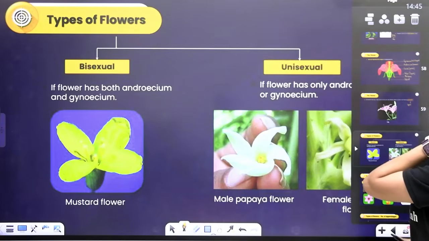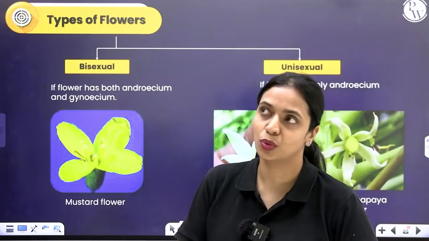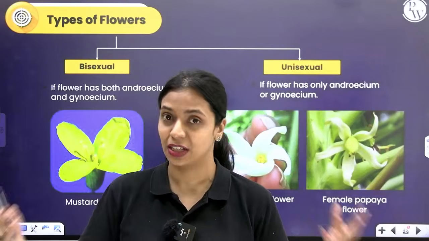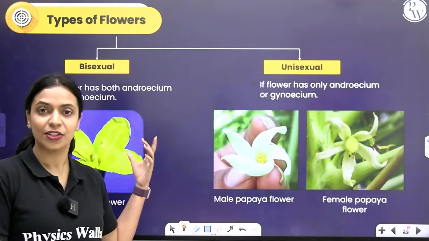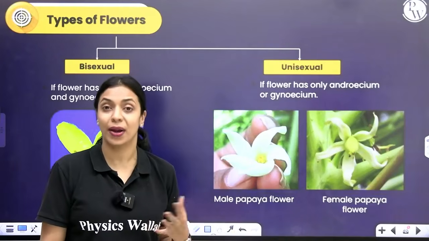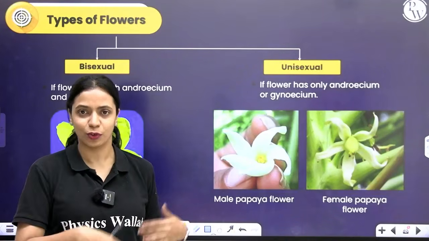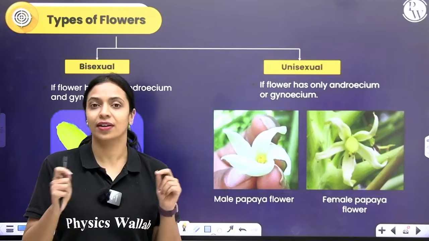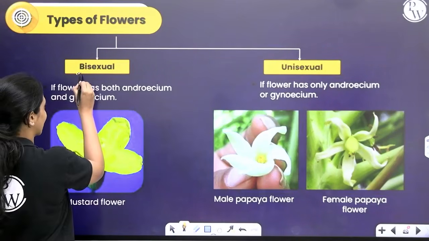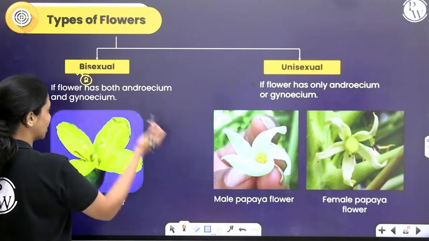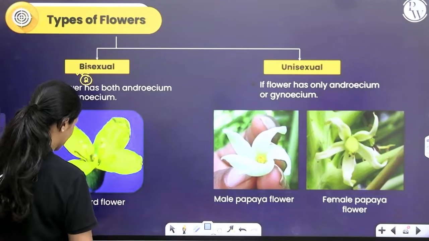Now let's learn about the classification of different types of flowers. Flowers can be classified into different types based on so many different criteria. First, let's learn about classification of flowers into two criteria depending upon whether they have both androecium and gynoecium or they have only one of those. When both androecium and gynoecium is present in the same flower, we call such flowers bisexual flowers. Bi means two. Both androecium and gynoecium are present. Example for that is mustard flower.